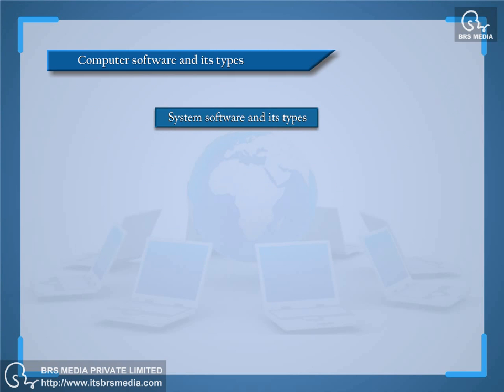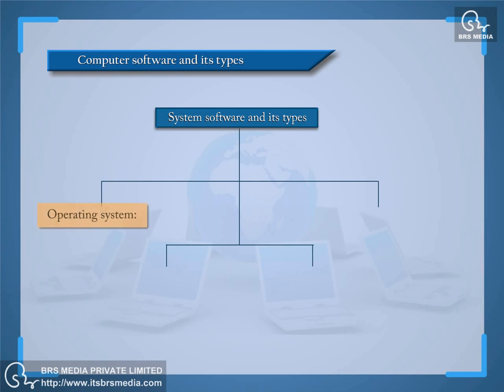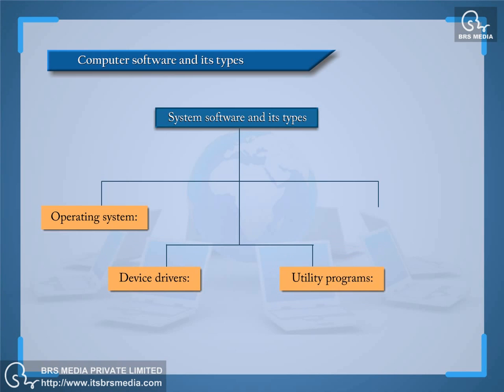System software and its types. System software is the type of software that is developed to operate and control the computer hardware. It also acts as a platform for running the application software. The system software can be further classified into the following types: operating system, device drivers, utility programs, language processors or translators.